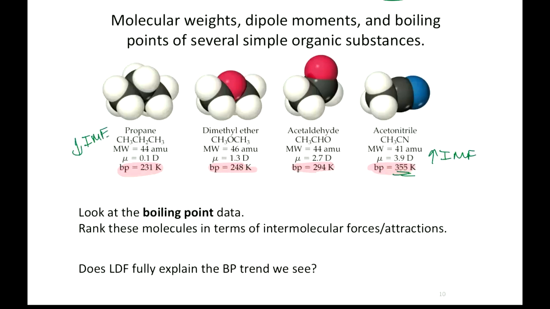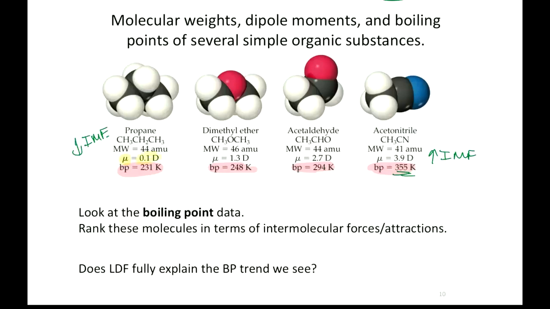Okay, great. So we just learned about London dispersion forces. Look at their molar masses there. Do molar masses explain the difference in boiling point data? No, they don't. What we see is a gradual increase in boiling point, but the molar masses are basically all the same, all around 40 grams per mole. But what is different is, do you remember what this symbol is? A little mu? Dipole moment, yeah.